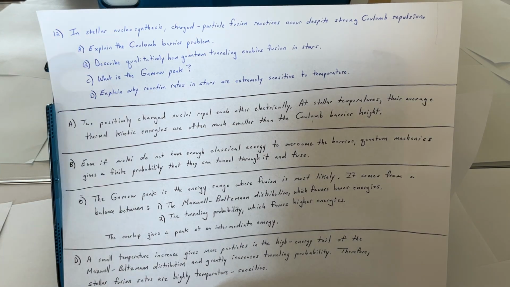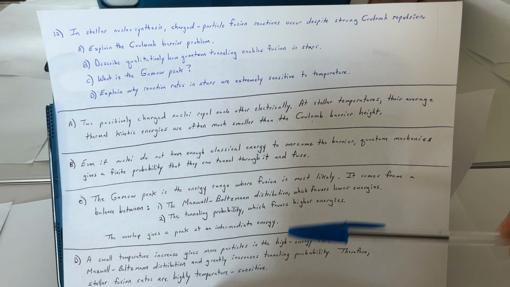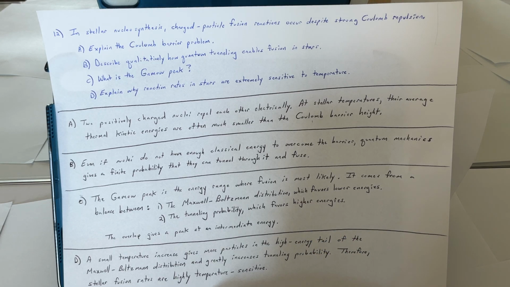Part D, explain why reaction rates in stars are extremely sensitive to temperature. So here's part D. A small temperature increase gives more particles in the high energy tail of the Maxwell-Boltzmann distribution and greatly increases tunneling probability. Therefore, stellar fusion rates are highly temperature sensitive.